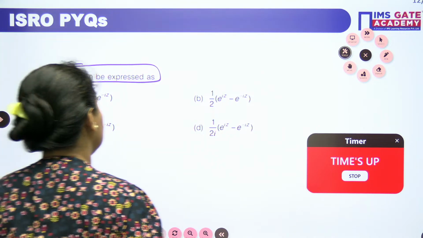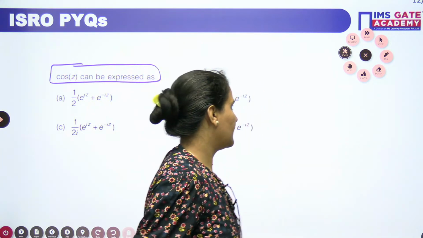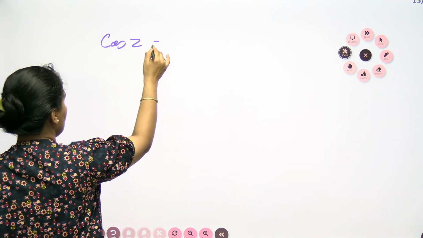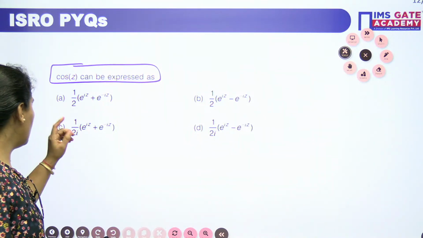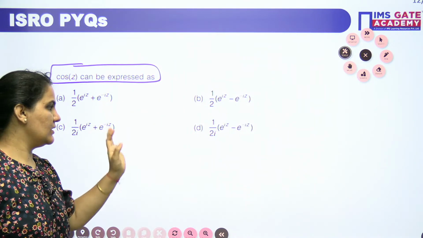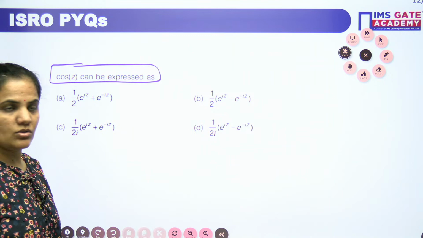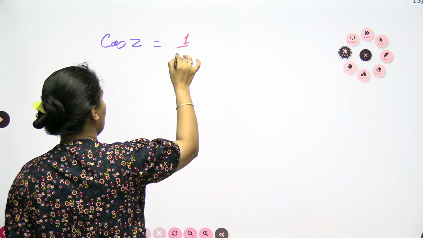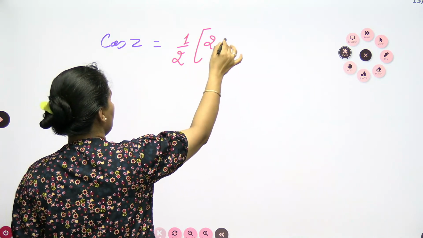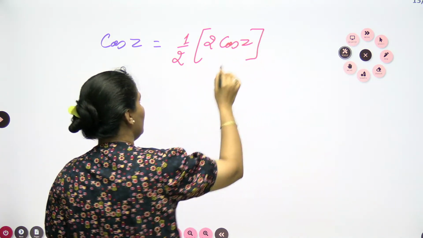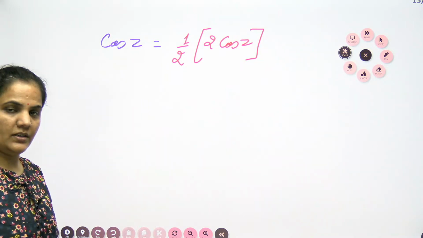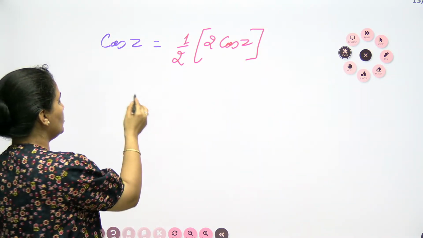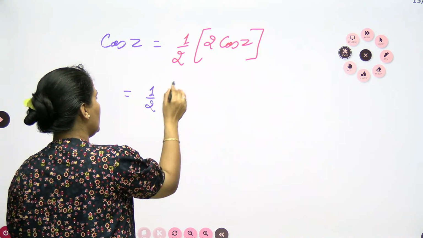Let's approach it, a very simple question. It is given to me cos z. I need to write down my answer in the form of e power iota z, e power minus iota z. The options are available. So what we will do, we will approach here. Cos z we are having, can I write it like this? 2 multiply and 2 divide. So it will be 1 by 2 outside, 2 cos z.